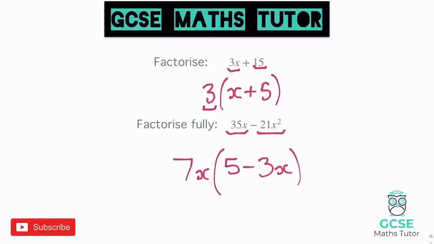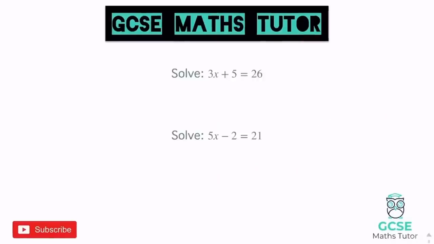Just a note, if you didn't take the 7x out and you just took a 7 out, for example, this wouldn't be factorised fully, you'd have got 7 brackets 5x minus 3x squared. And you can see in that bracket there, there's still an x in both these pieces. There's a little hint there that you didn't fully factorise it. So on to solving equations.